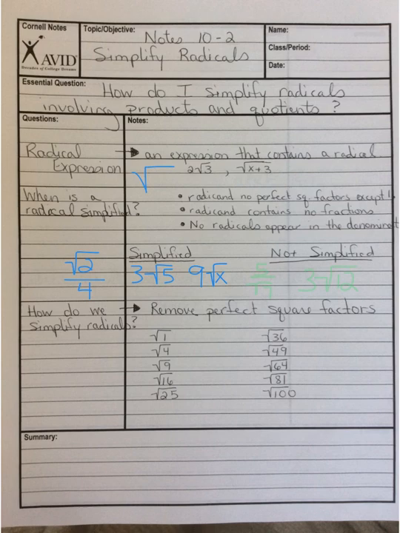And then if we have the entire fraction in the radical symbol, so we have the square root of x divided by 2 all in the square root symbol, those are not simplified radical expressions. So we're going to talk about how do we do that.